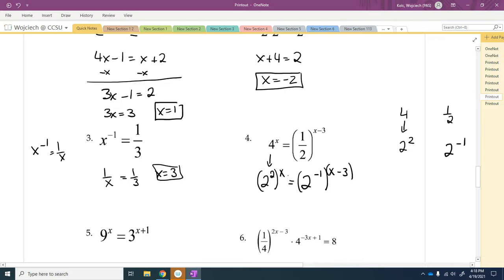Now, this is power to a power. Do you recall this example? x cubed to the second. Now the question is, do we multiply or do we add? Now we multiply the exponents. It will be x to the 3 times 2. So the same thing here, 2x. Okay, so this will be 2x is equal to, and here I will distribute. So it'll be negative x plus 3. Add x to both sides, so you get 3x is equal to 3, and therefore x is equal to 1.